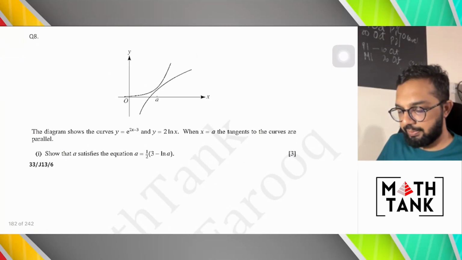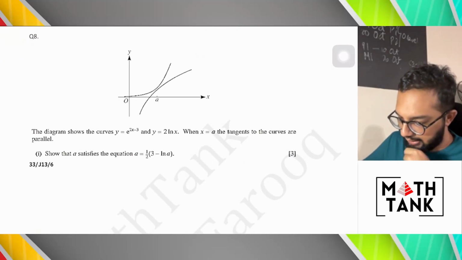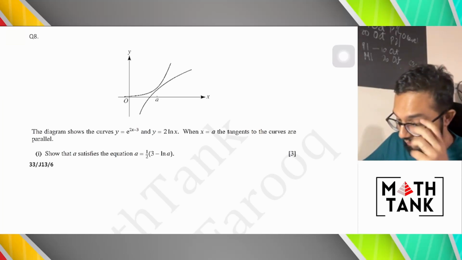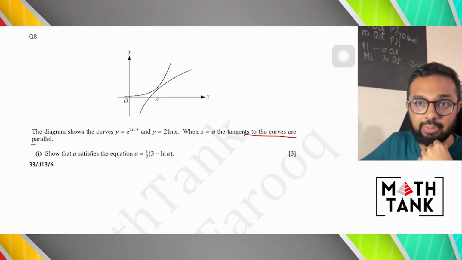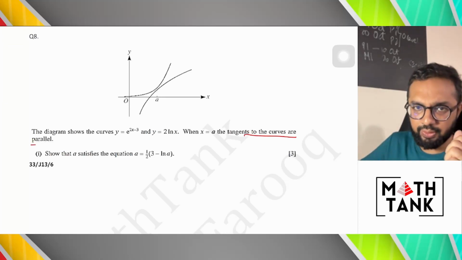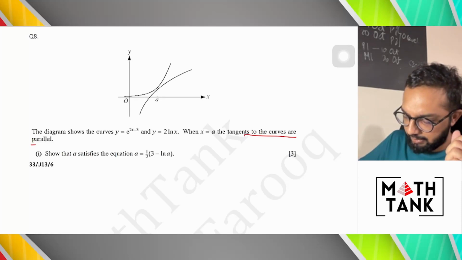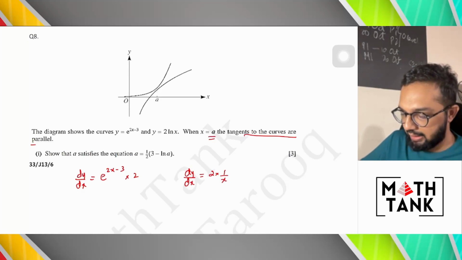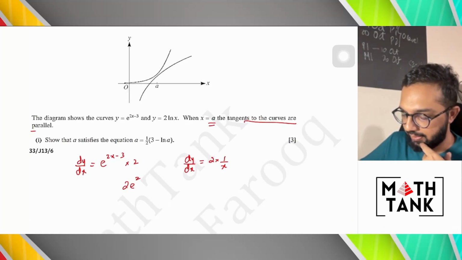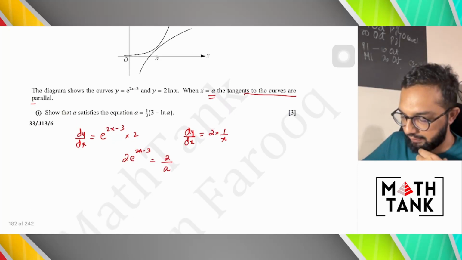Moving on to the next one. The diagram shows the curves, and when x equals a, the tangents to the curves are parallel. That means that the dy by dx should be equal for both. So the dy by dx for the first one is e power 2x minus 3 into 2, and the dy by dx for the second one is 2 into 1 over x. When I plug in x equals a, so this becomes 2a minus 3, the gradients become equal. So I think that's a relatively simple question.